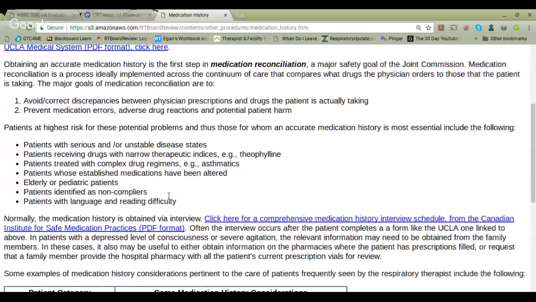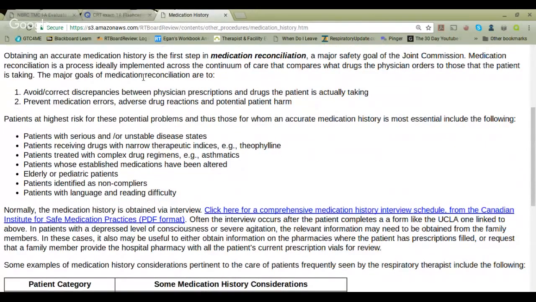Obtaining an accurate medication history is the first step in medication reconciliation. That was on my worksheet. Obtaining an accurate medication history is the first step in medication reconciliation, a major safety goal of the Joint Commission. So that could be a question or a flashcard.